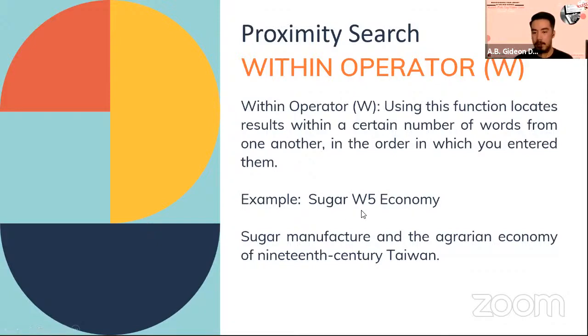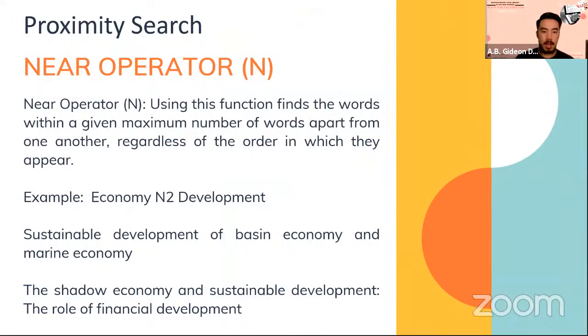Alright? So what about our near operator? So it involves the letter N. So this is similar with an operator. However, the number indicated here would enable the search engine to provide a maximum number of words in between them, between economic and development. So in this case, there should always be a maximum number of two words between economy and development.